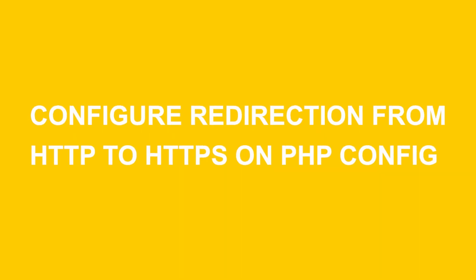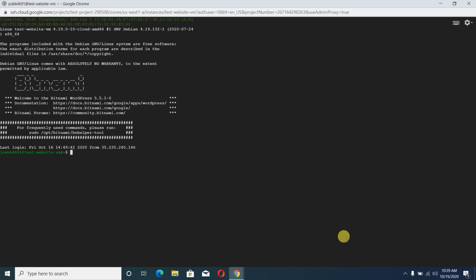So after installing SSL on our VM instance, the next thing we should be doing is to configure redirection from HTTP, which is the unsecure version of your website, to the HTTPS, which is the secure version of your website. And we can do this by going into our PHP config file.